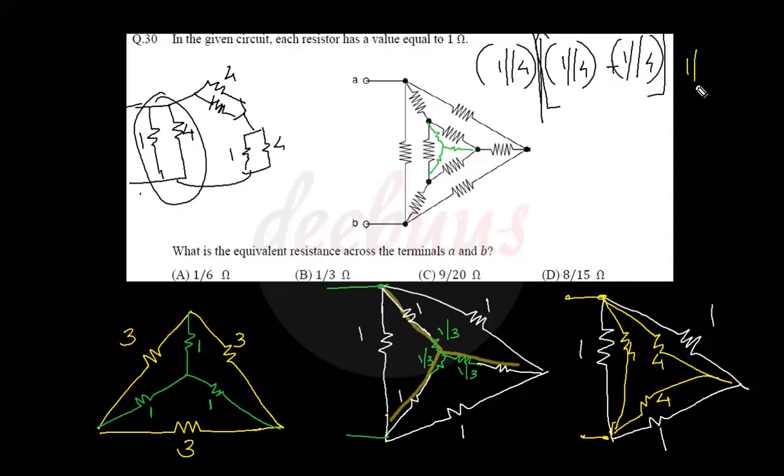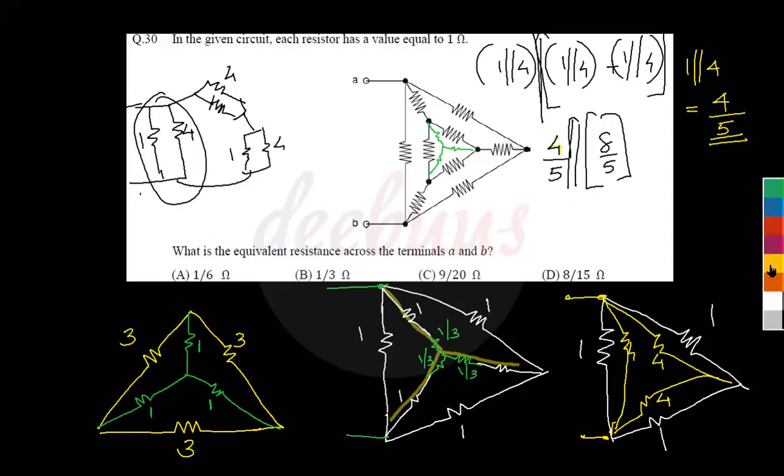Now we can check what this 1 parallel 4 is. 1 parallel 4 is 1 into 4 divided by 1 plus 4, which is 5. So 4 by 5. This term is 4 by 5, in parallel with 1 parallel 4, 4 by 5 plus again another 4 by 5, that is 8 by 5. This is the final answer, and we can calculate this term also.